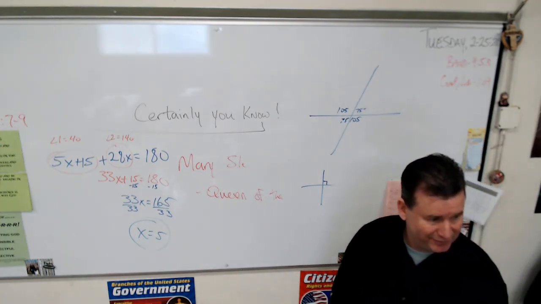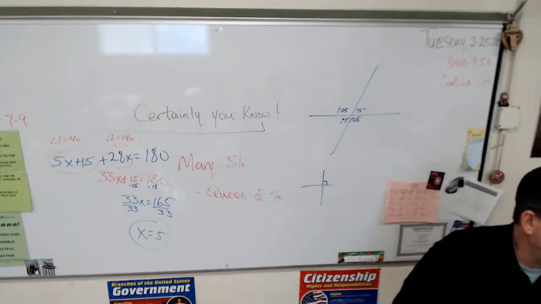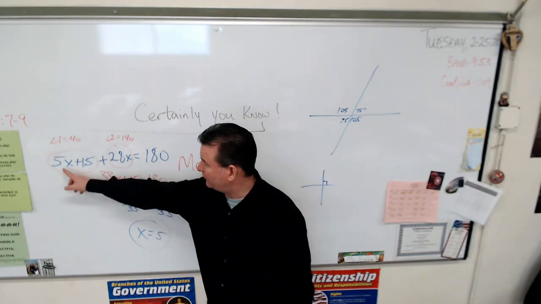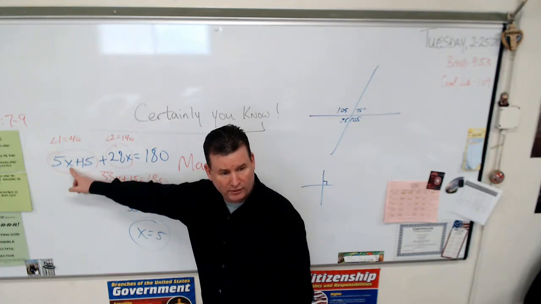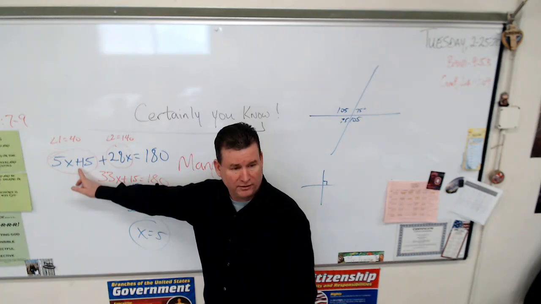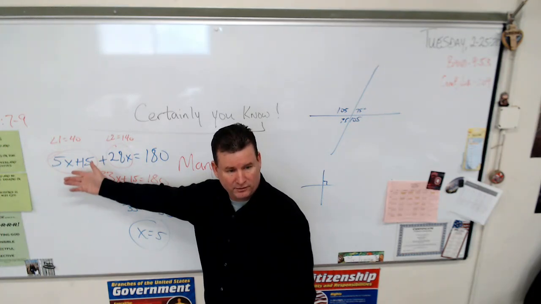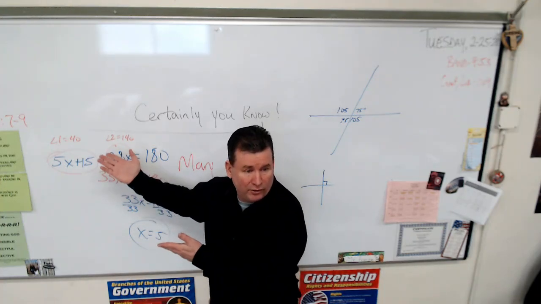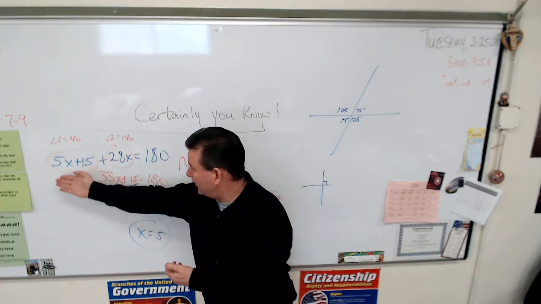What, honey? How can you get 40? Because we said x was 5. What's 5 times 5? 25. What's 25 plus 15? See, we solved for x, and now we've got to figure out what angle 1 was. 5x plus 15.